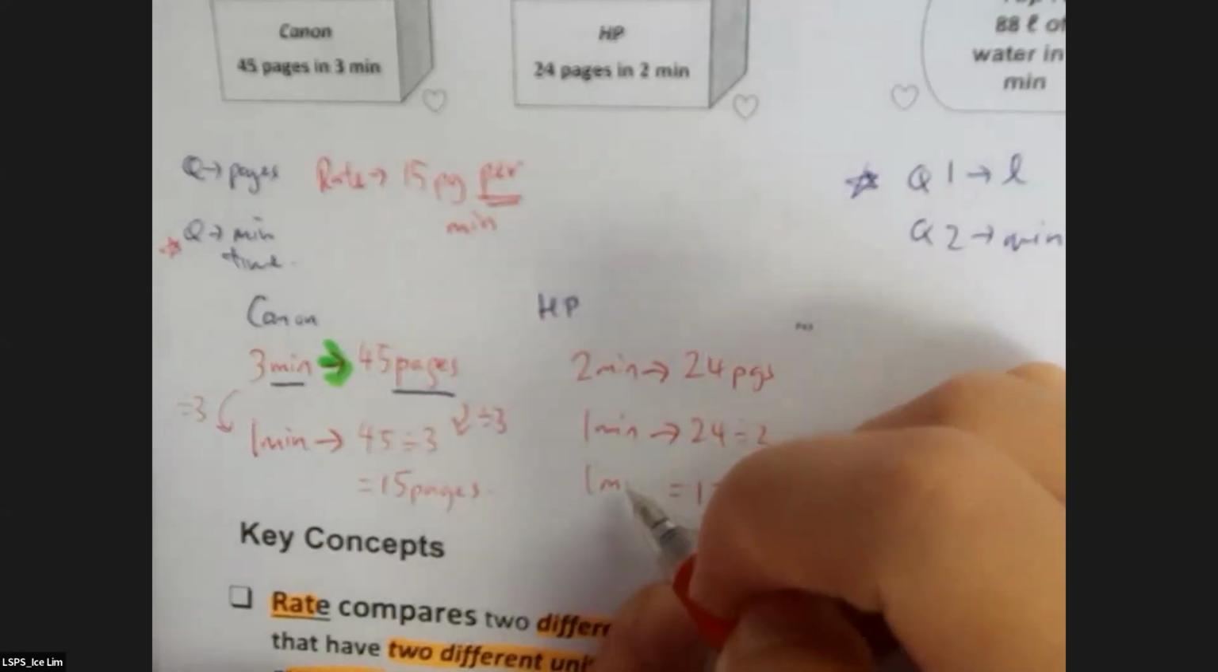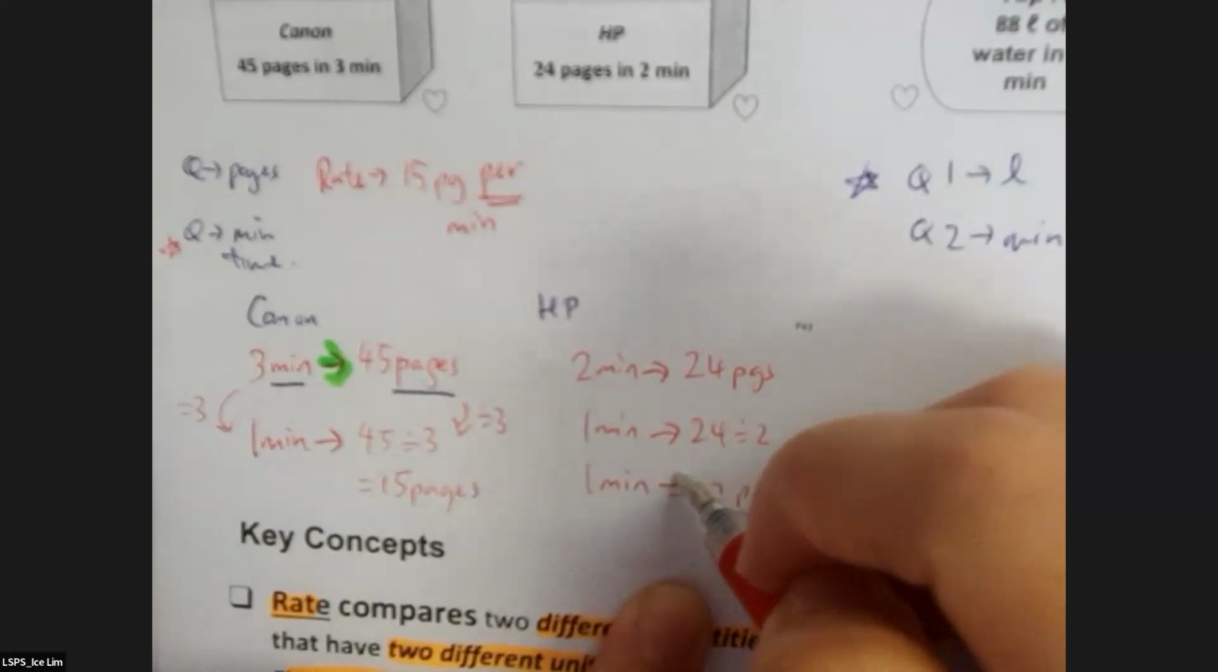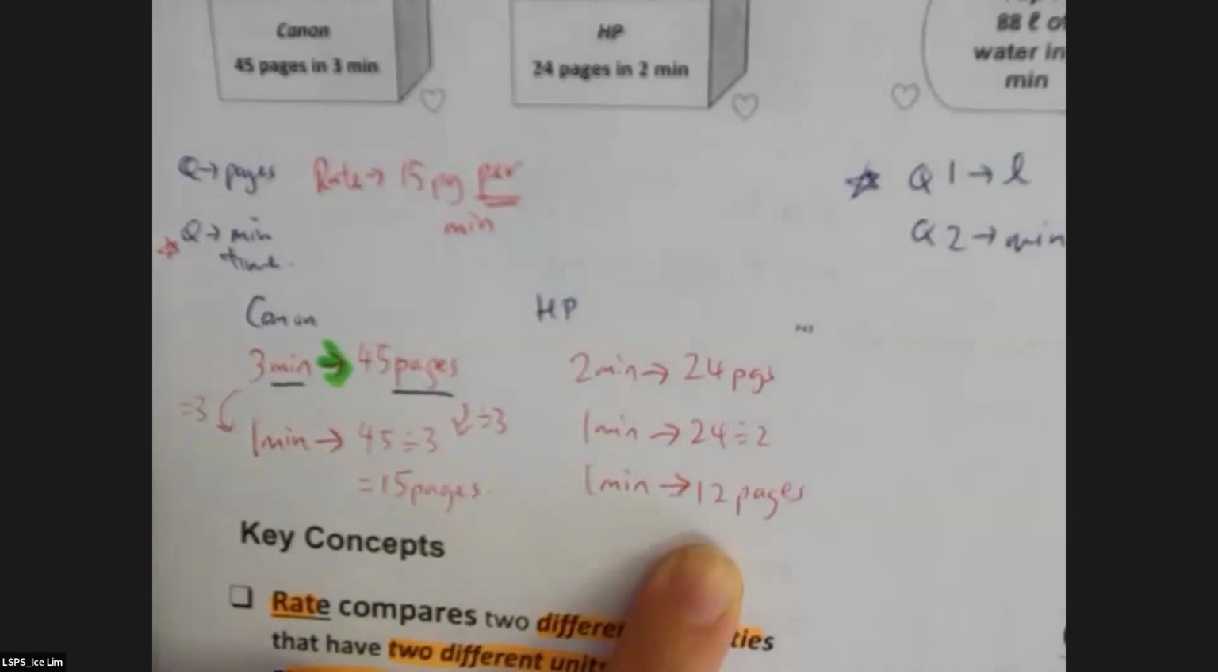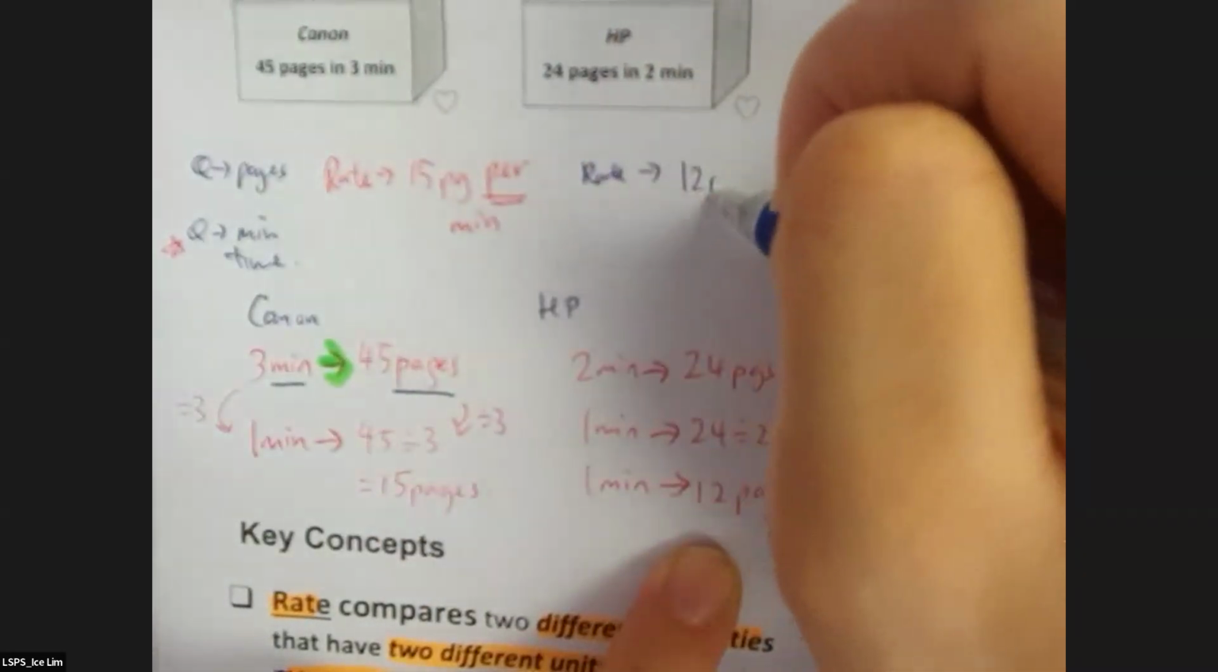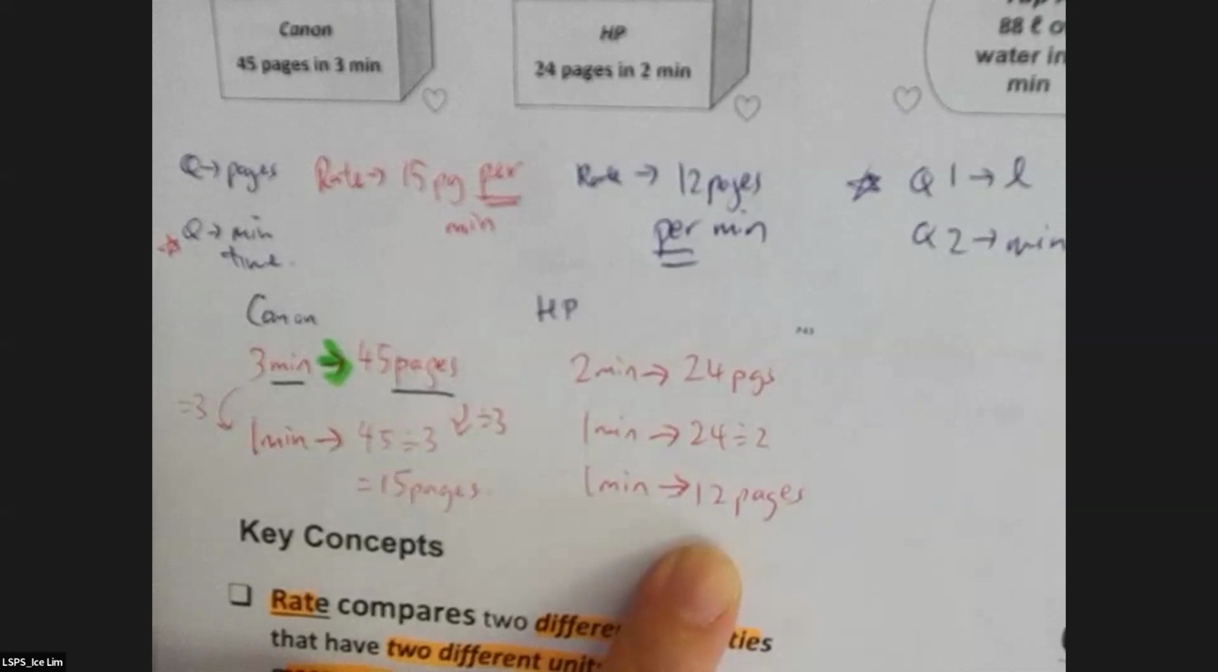So far, all of this is easy to handle. So the rate for HP is 12 pages per minute. Now, important to take note of the unit of measurement.